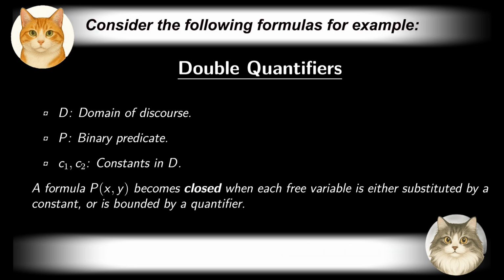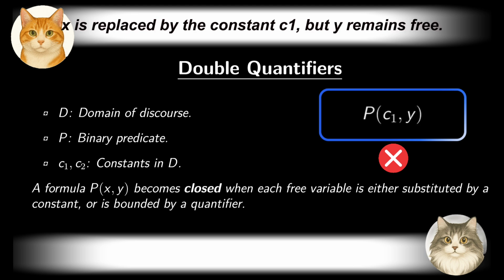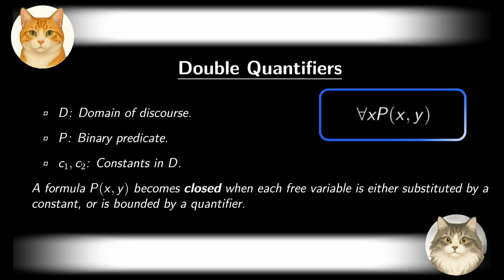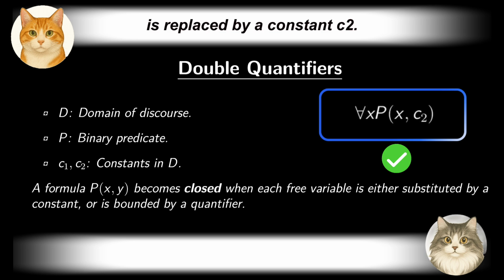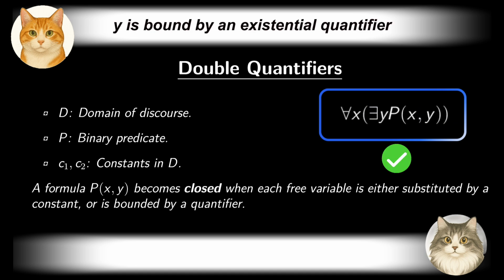Consider the following formulas. For example, this is not closed, both x and y are free. This is not closed, x is replaced by the constant c1, but y remains free. This is closed, both variables are replaced by constants c1 and c2, respectively. This is not closed. x is bound by a universal quantifier, but y is still free. This is closed. x is bound by a universal quantifier, and y is replaced by a constant c2. This is closed. y is bound by an existential quantifier, so the inner formula becomes a statement about x, which is in turn bound by the universal quantifier.